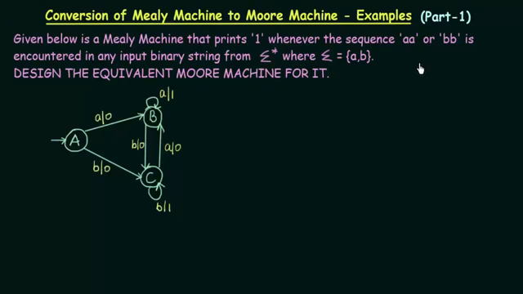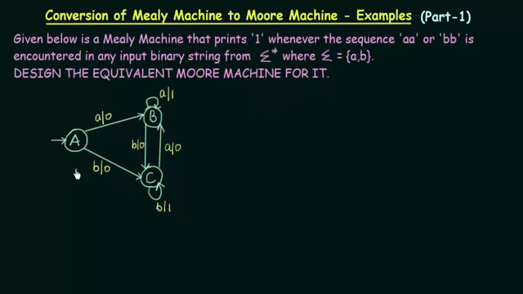In the last lecture, we have studied how to convert Mealy machine to Moore machine, and in this lecture, we will see another example of conversion of Mealy machine to Moore machine. Okay, so here is our example. Given below is a Mealy machine that prints 1 whenever the sequence AA or BB is encountered in any input binary string from sigma star where sigma equal to {a, b}. Design the equivalent Moore machine for it.